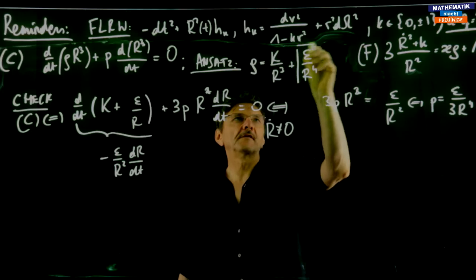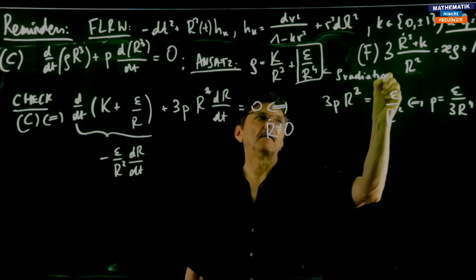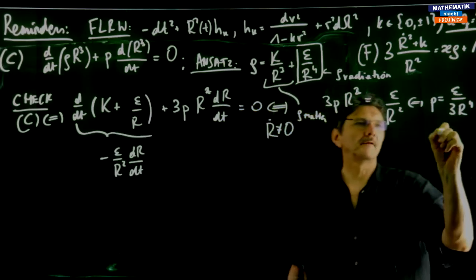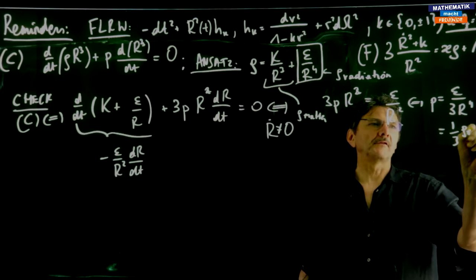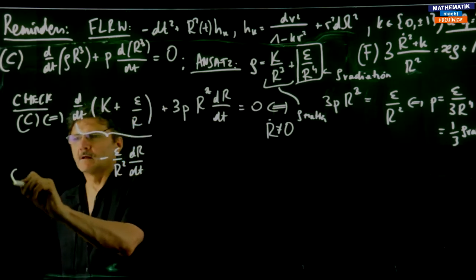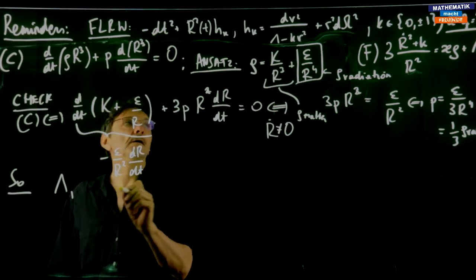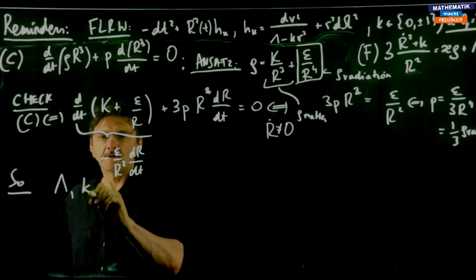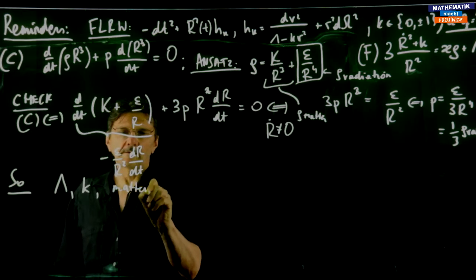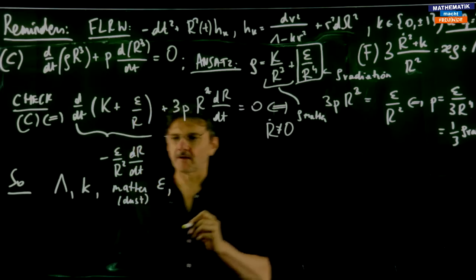So if we call this rho radiation, and we call this rho matter, this is one third of rho radiation. So in this model, we have a lambda. We have space curvature. We have matter, which is in the form of a dust, described by epsilon, and we have radiation.